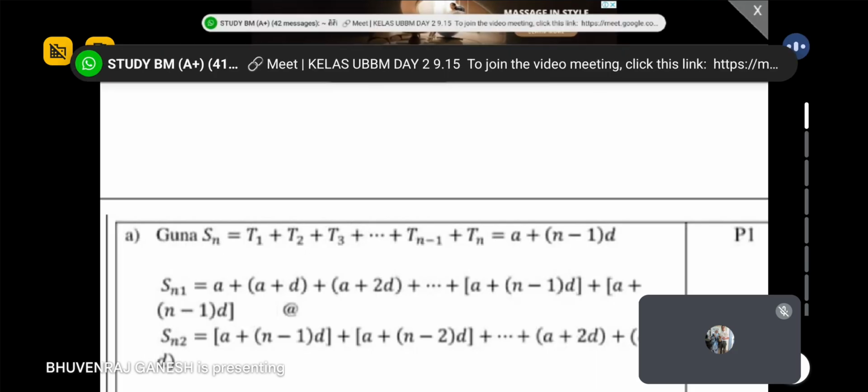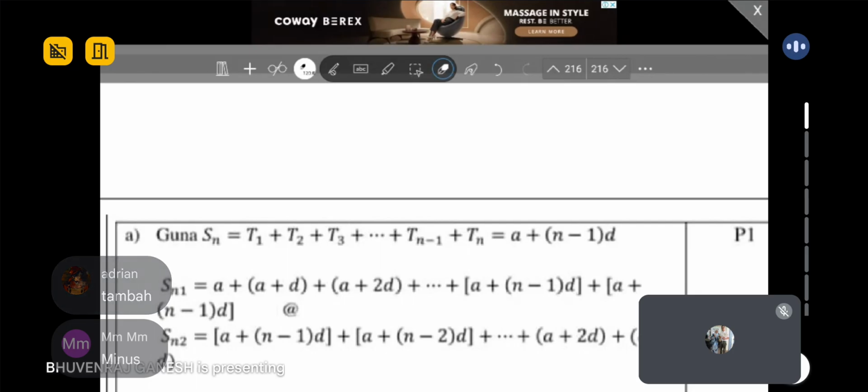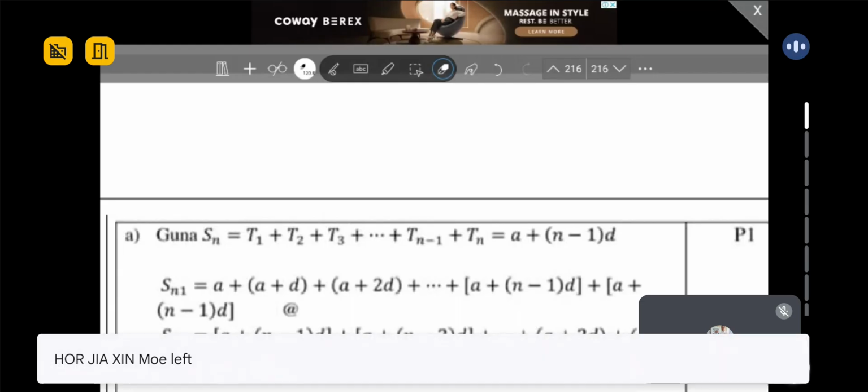Tambah atau tolak? Plus or minus? Very simple. Anyone? Come on. Tambah atau tolak? Jangan risau. Kalau salah, kamu belajar saja. It's okay.